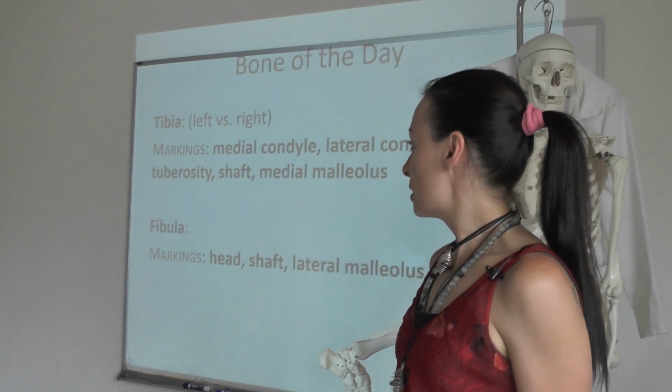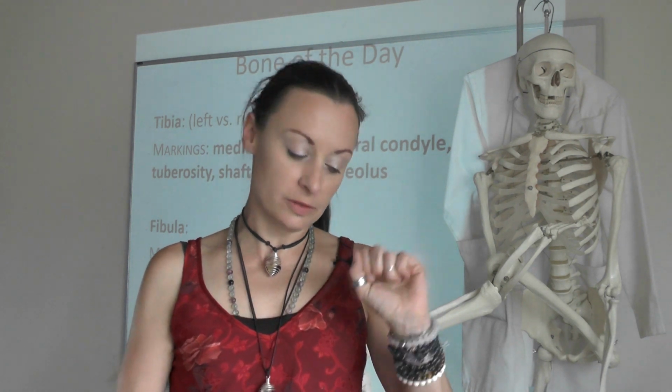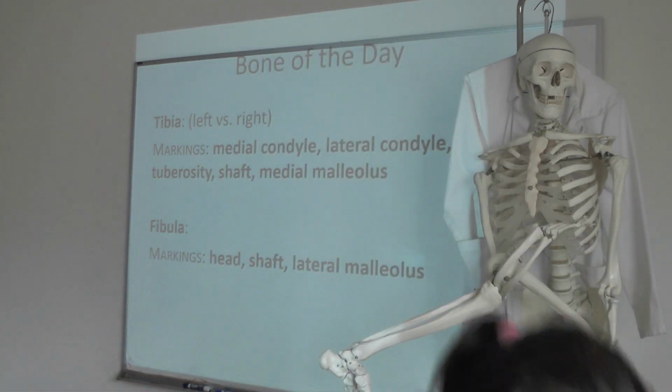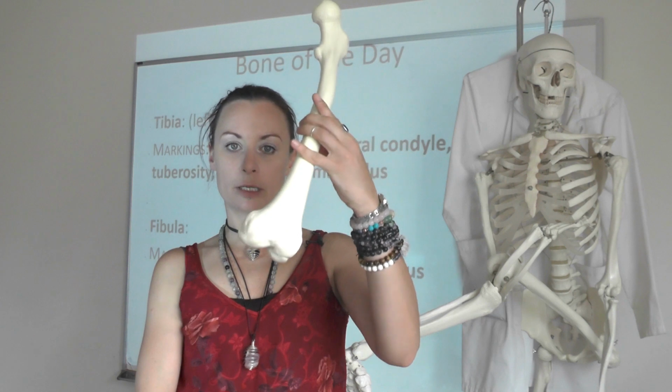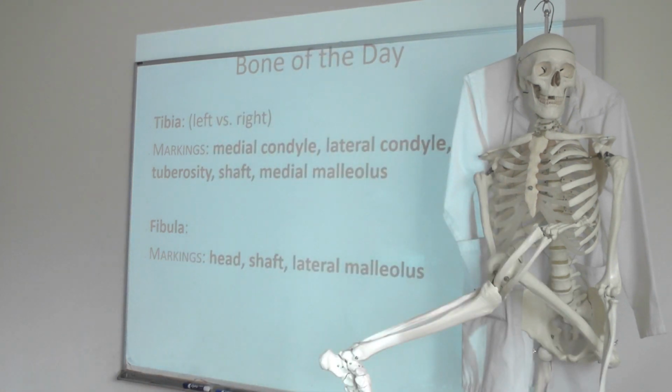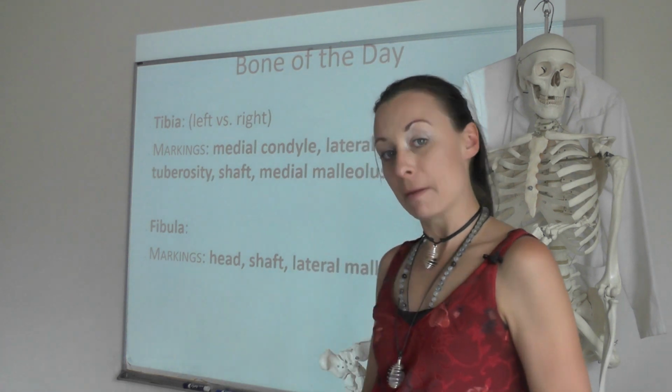Today we're going to start with our bone of the day, and we're actually going to look at two bones of the day, the bones of the leg. Last time we met the femur, or the long bone of the thigh, and today we're going to meet the bones that articulate with it to form the leg. They are called the tibia and the fibula.